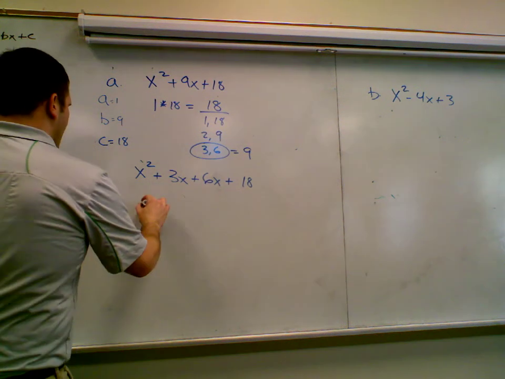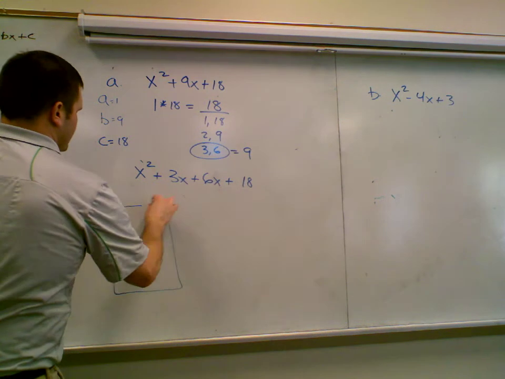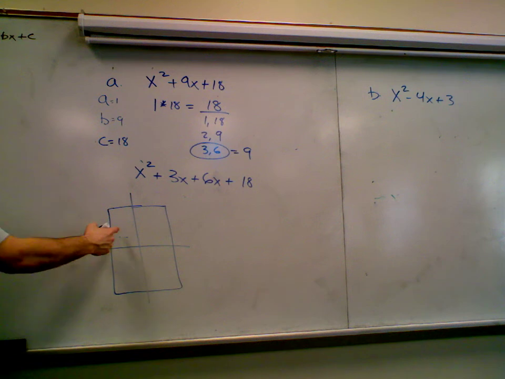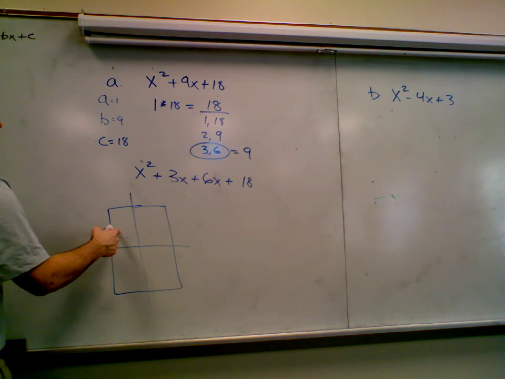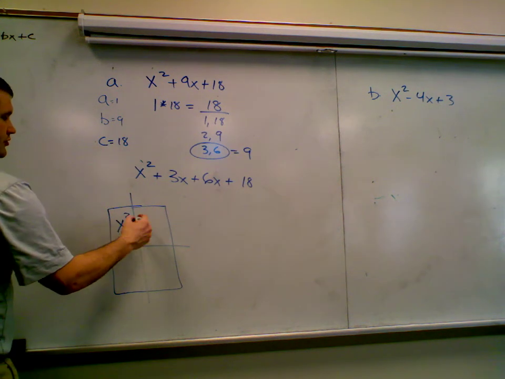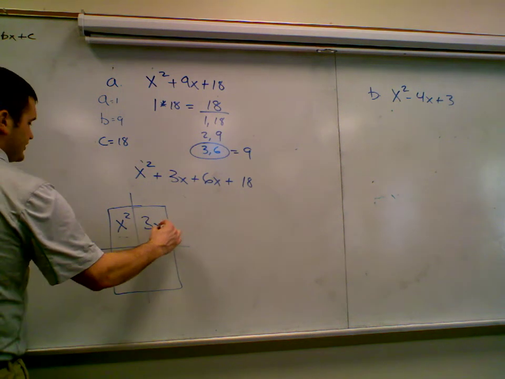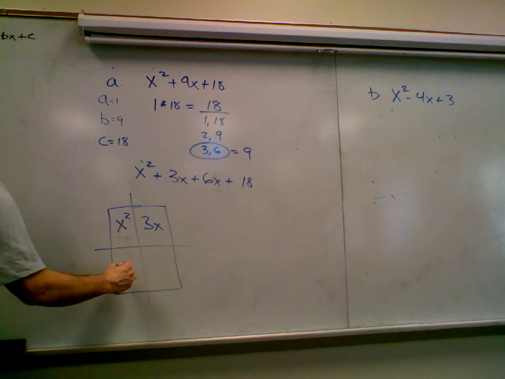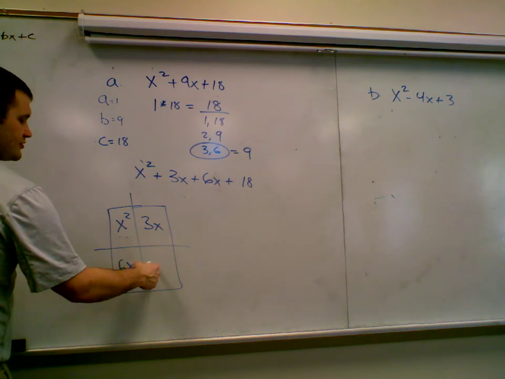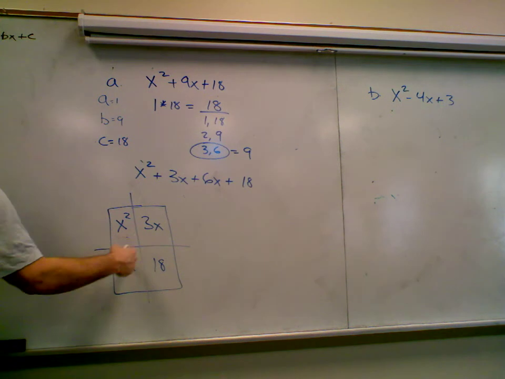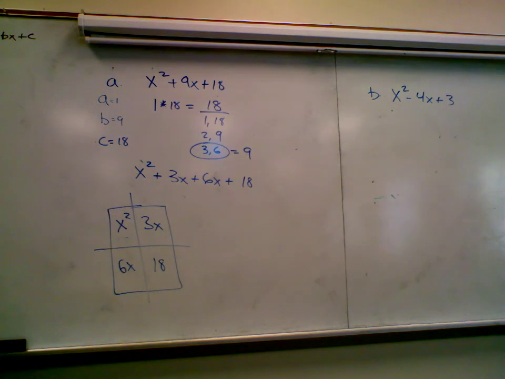So now we draw our box. What goes here? X squared. 3x. Could be 6x too, doesn't matter. 6x, 18. A and C always go here. These ones are the factors of B.